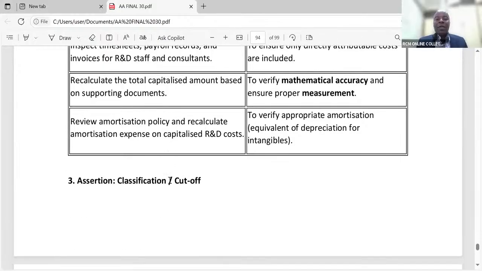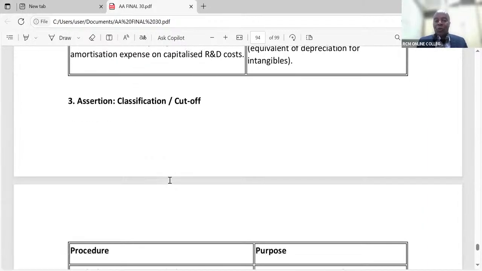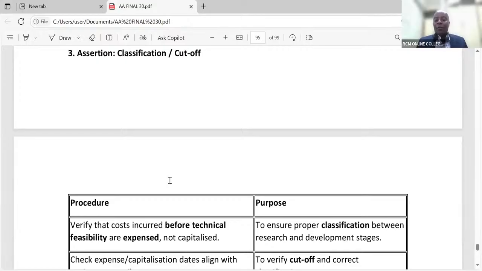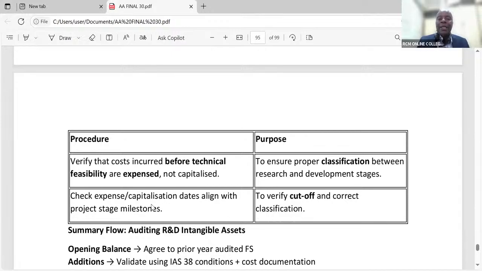Then assertion, we have here classification cutoff. The classification cutoff, especially in this case here for research costs. You see, research costs will go to the income statement, right? So you must ensure that they have been cut off to the proper financial year. So verify that costs incurred before technical feasibility are expensed, not capitalized, to ensure proper classification between research and development stages. Check expense/capitalization dates align with the project stage milestones.